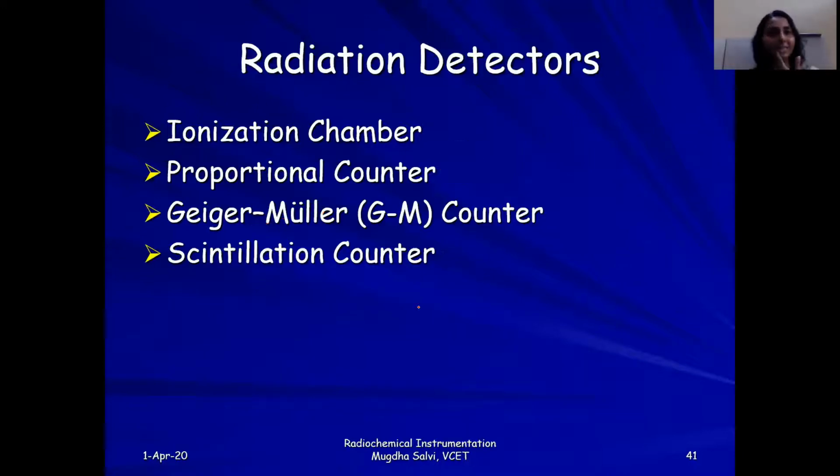Now, once we know what radioactivity is, we come to radiation detectors. There are 4 radiation detectors which we will be studying: ionization chamber, proportional counter, GM counter, and scintillation counter. Let us see these detectors one by one.